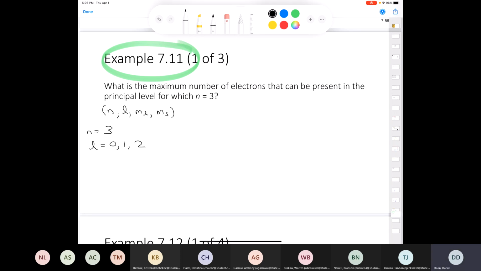Now, for each one of these, if I have l is equal to 0, what are my possible values of ml? The only possible value for ml that I have is 0. And since there's only one kind of orbital when my l is equal to 0, which is an s orbital, I can only have a maximum of 2 electrons because I've only got one orbital.